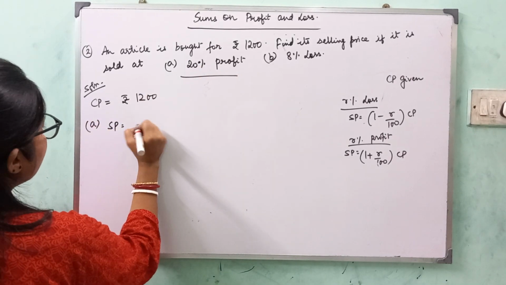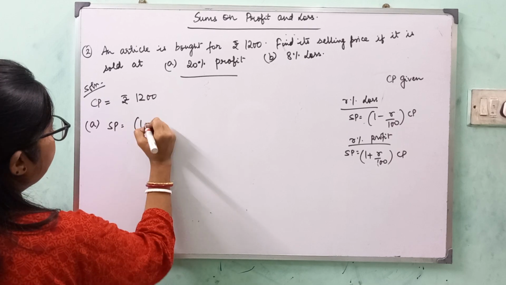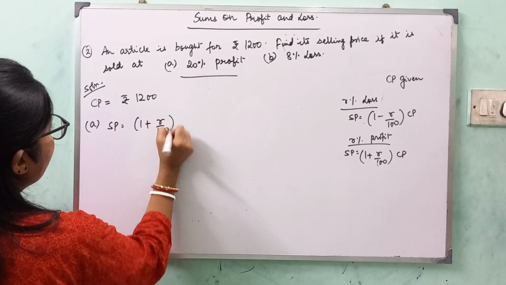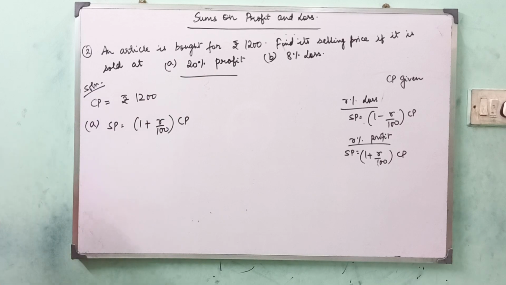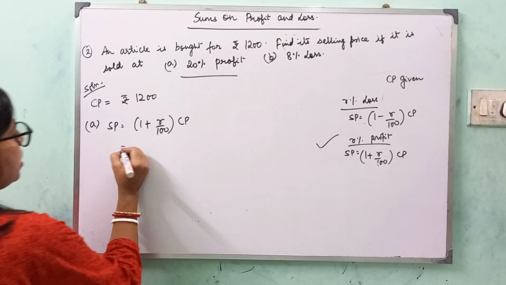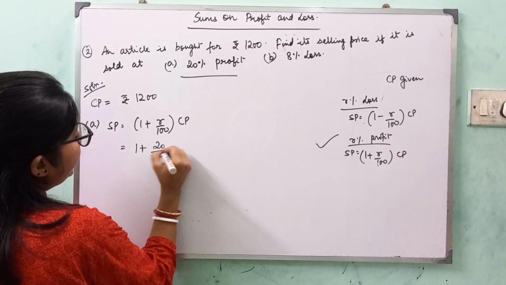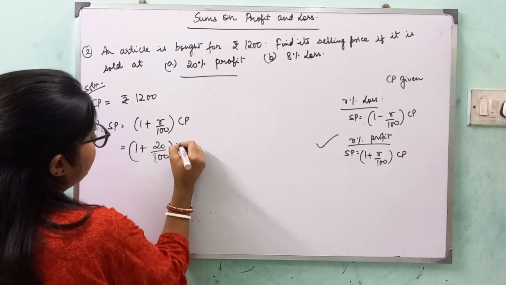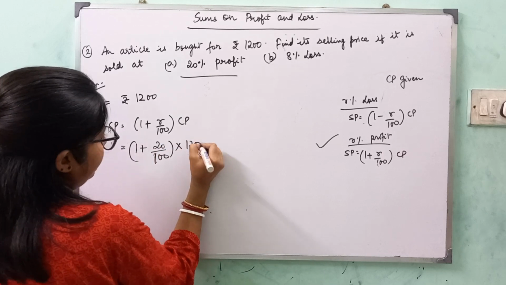SP will be equal to 1 plus R by 100 of CP, because there is a profit percent. So in this case, R percent profit. So that is 1 plus 20 by 100 into 1200.